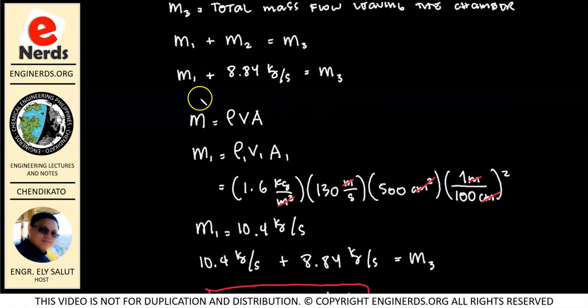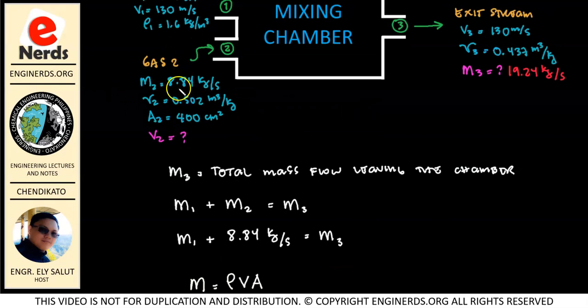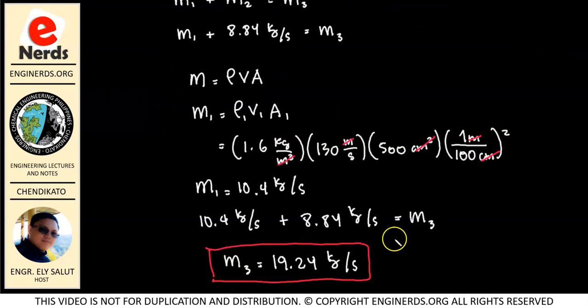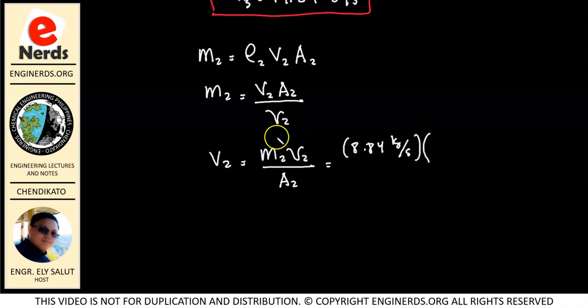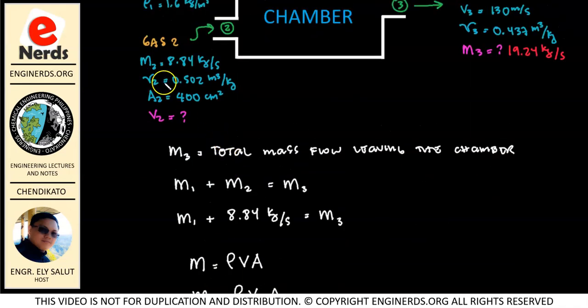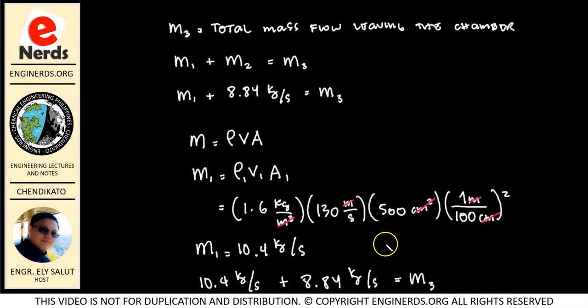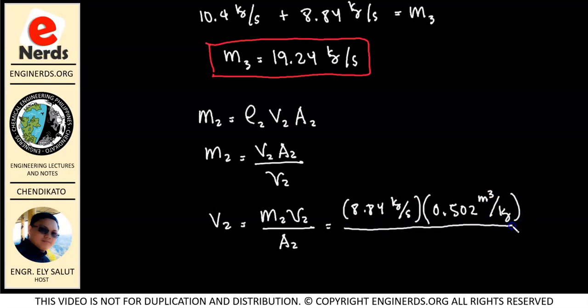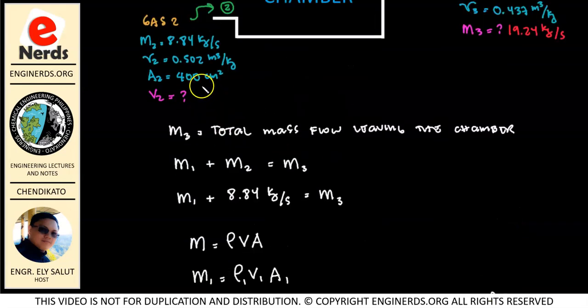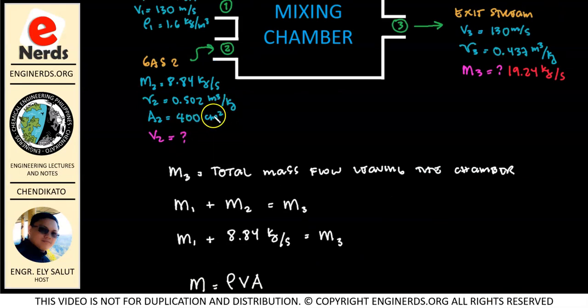So, ano yung M2 natin? Yung mass ng ating fluid in stream 2. 8.84 kilogram per second. No? So, we have 8.84 kilogram per second times our specific volume. Ano yung ating specific volume? We have 0.502 cubic meter per kilogram. So, 0.502 cubic meter per kilogram over our area, no? So, yung area natin in stream 2 is 400 square centimeter, no?